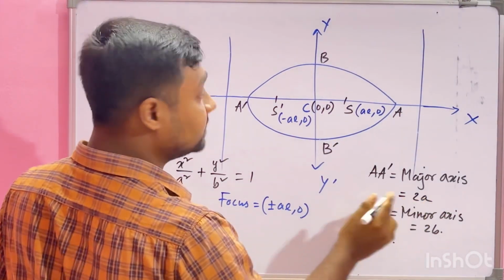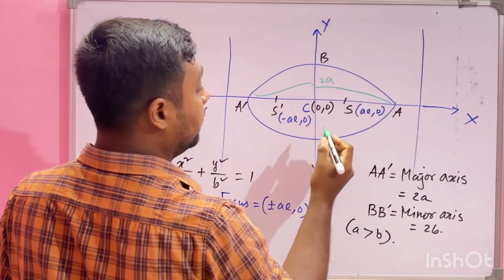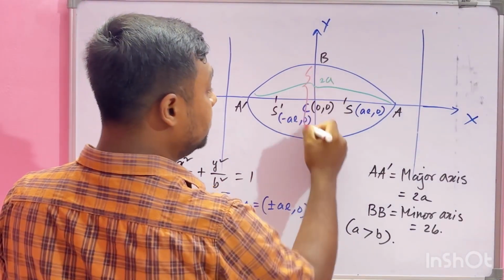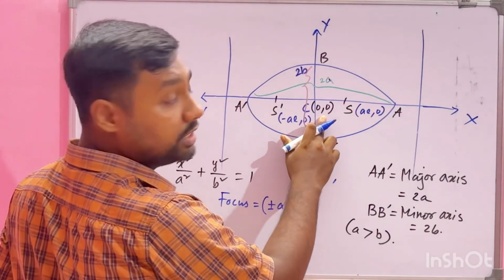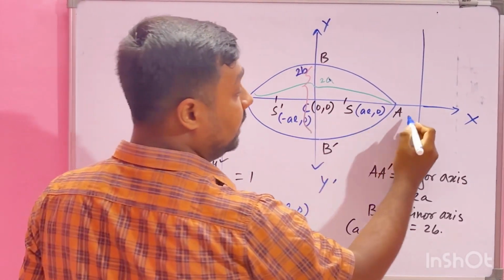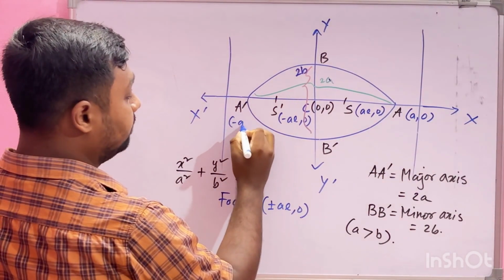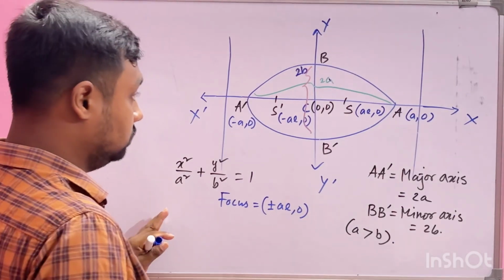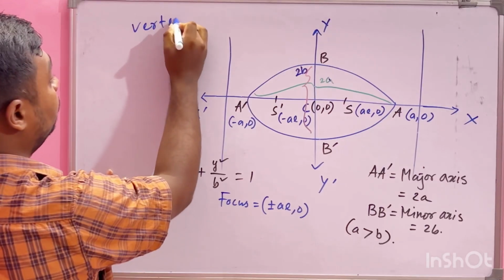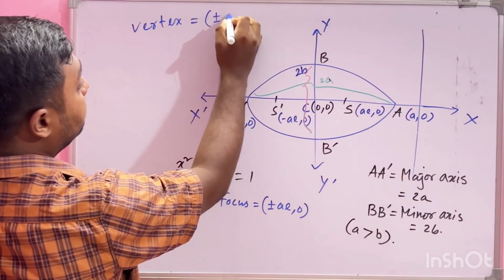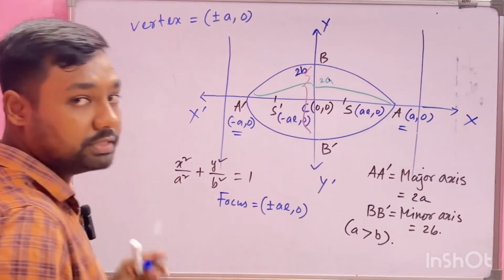The center of this ellipse is (0, 0). Since the major axis is 2a, the length of this is 2a, and the length of this B dash is equal to 2b. Since this is the origin, the coordinates of A will be (a, 0), and the coordinates of A dash will be (minus a, 0). So the vertices of this ellipse will be (plus minus a, 0). These two are the vertices of this ellipse.